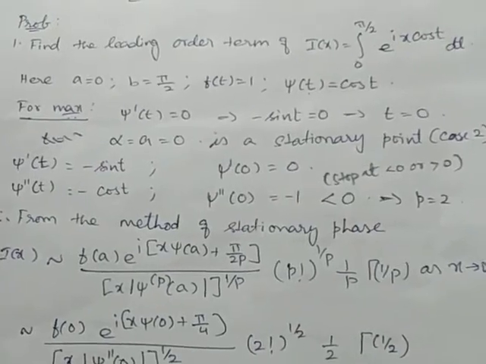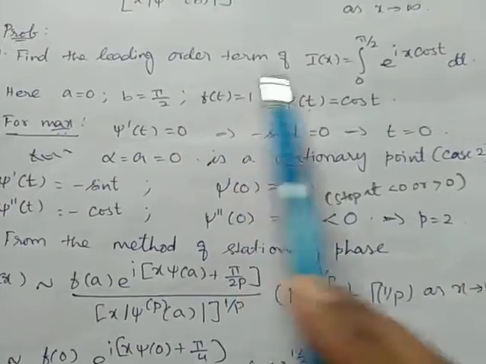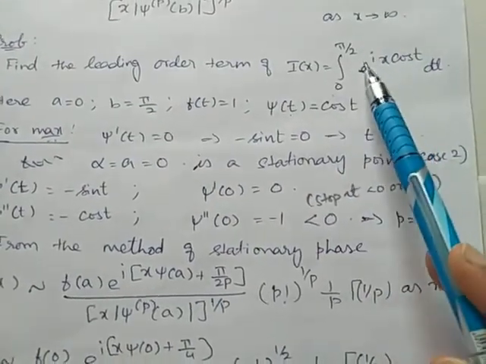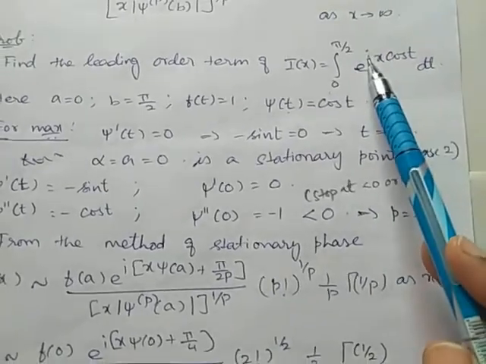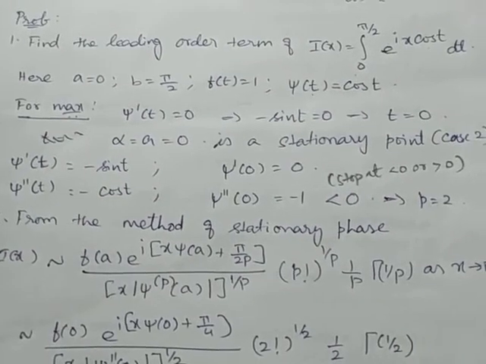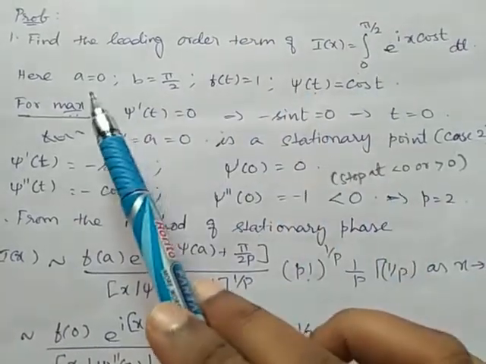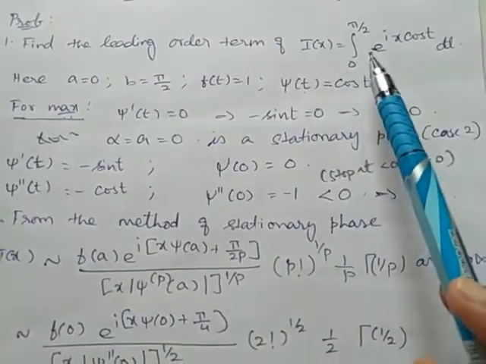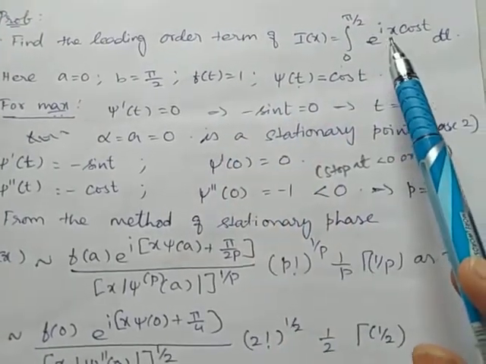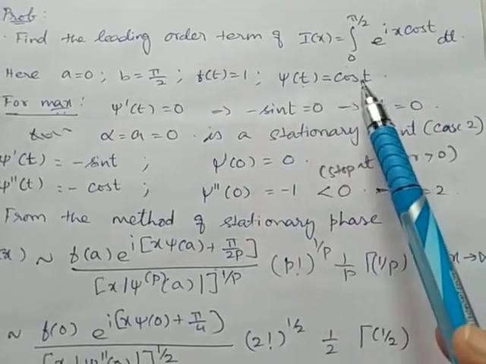So we will see some problems on finding the leading order term. Here we are going to find the leading order term of the integral from 0 to pi by 2 of e^{ix cos t}. Whenever we are having an imaginary term, we will apply the method of stationary phase. Here the lower limit is 0, that is our a. b is pi by 2. The coefficient of the exponential function is 1, therefore f(t) is 1. The power is ix cos t, therefore psi(t) is cos t.